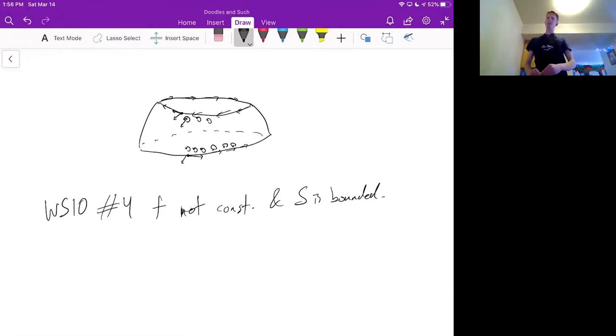But the idea for problem 4 is we want to know why the flux through S is non-zero, assuming that S is non-zero. The idea is that the gradient itself is going to be normal to the level surface.